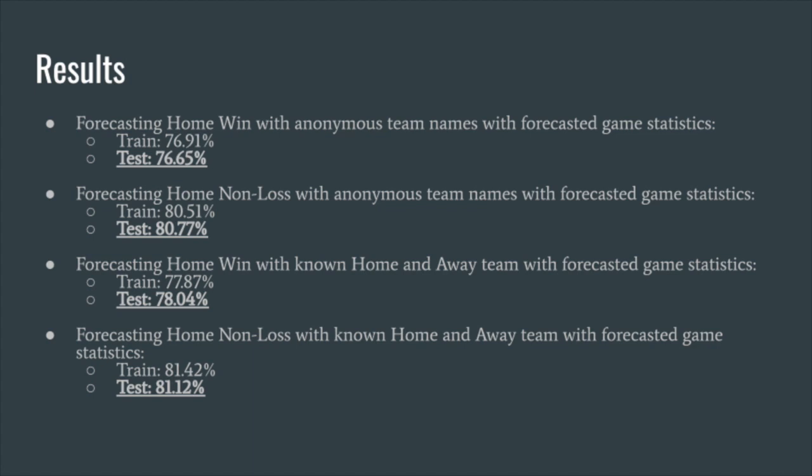As you can see from our results, our second interesting finding is proven here: a home win with known home and away teams, or a home non-loss, which just means a tie or a win, with known home and away teams, are both higher than the exact same data frames but with anonymous team names. It also shows that having a non-loss will have a higher accuracy score because we can predict both a tie and a win, as both of those are around 81%, one just below, one just over, while the home win with anonymous team names and the home win with known home and away team names are over 75% but below 80%.